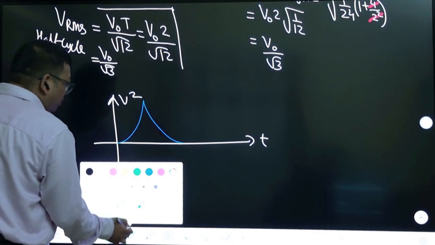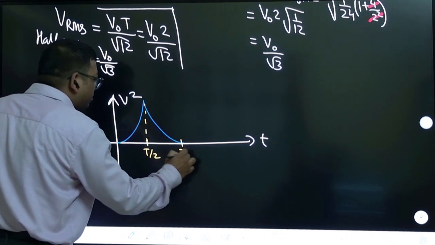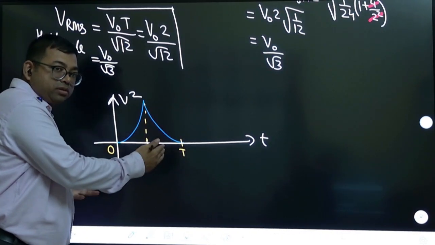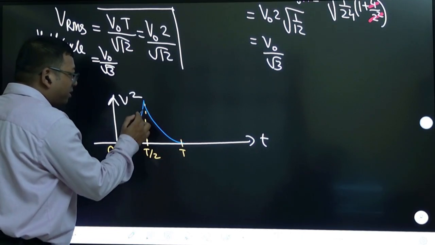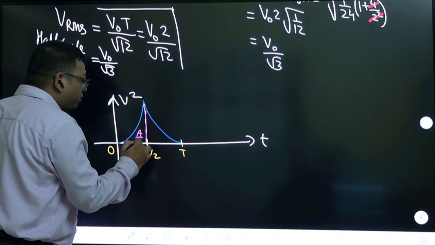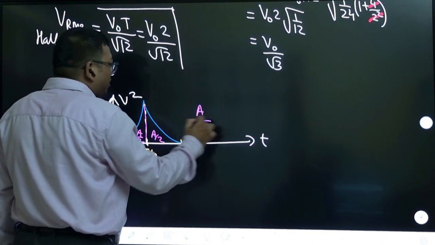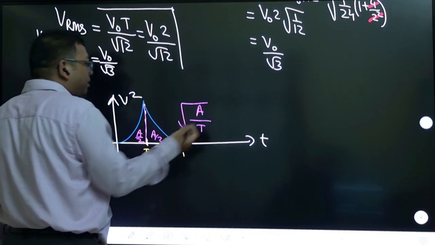Here this time is t by 2, this time is t by 2, this time is t, and this is 0. Now if I take 0 to t, I have to take the total area. Let us call this area a by 2 and this area a by 2. So the total area will be a divided by total time, and the root under this will be vrms.